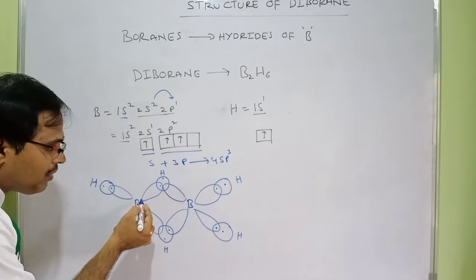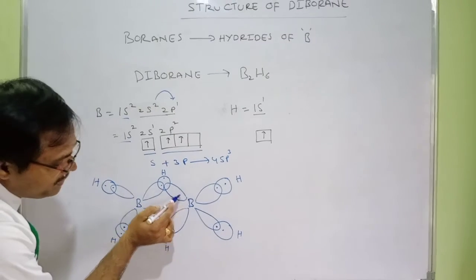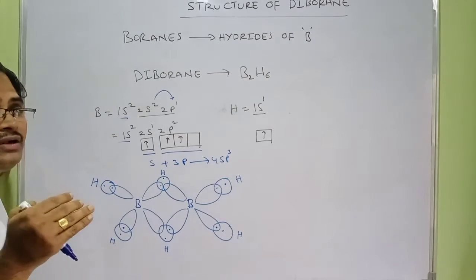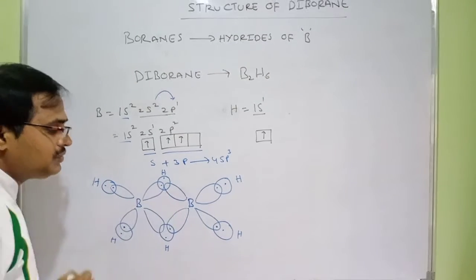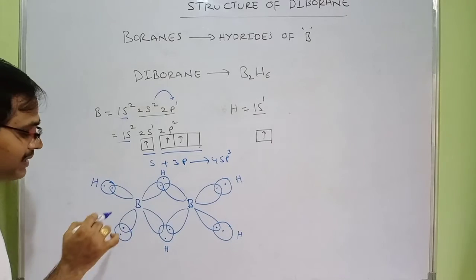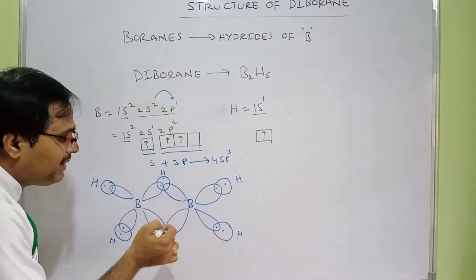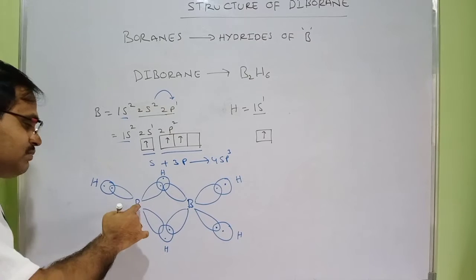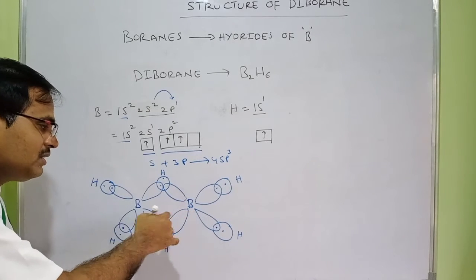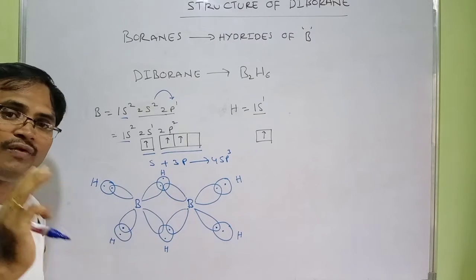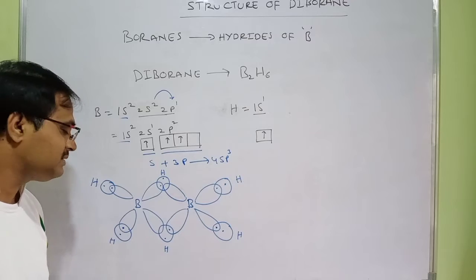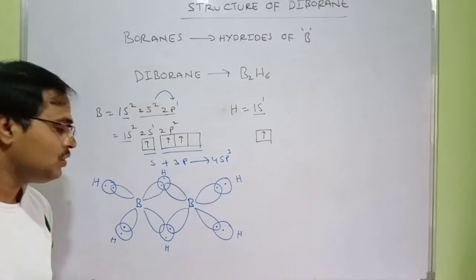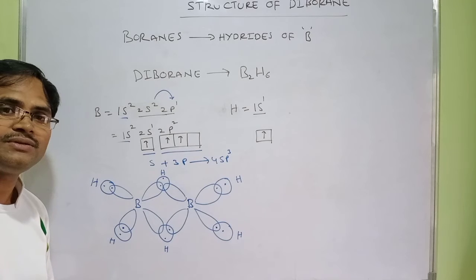In order to make this bond, you need two electrons. So you need to have four electrons to make two bonds. But these three centers are managed by two electrons only. Three center: this boron, this hydrogen, this boron. So along the bridge, you will find three centers, three atoms, isn't it? These three atoms are managed by only two electrons.